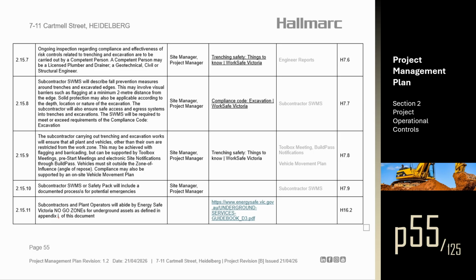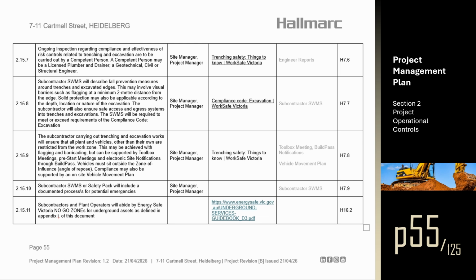Section 2.15.8. Subcontractor SWIMS will describe fall prevention measures around trenches and excavated edges. This may involve visual barriers such as flagging at a minimum 2-meter distance from the edge. Solid protection may also be applicable according to the depth, location, or nature of the excavation. The subcontractor will also ensure safe access and egress systems into trenches and excavations. The SWIMS will be required to meet or exceed requirements of the compliance code for excavation.